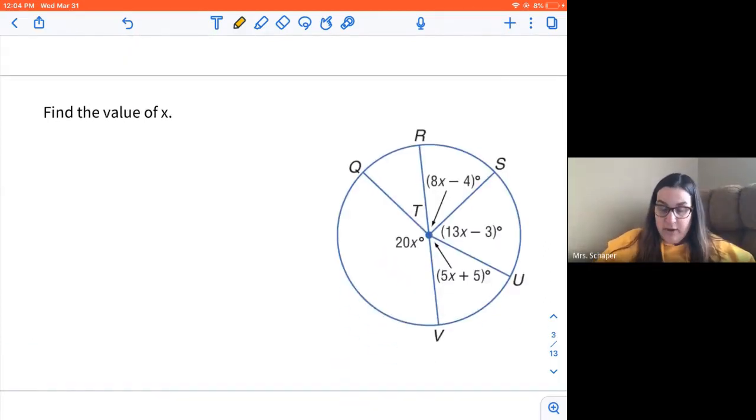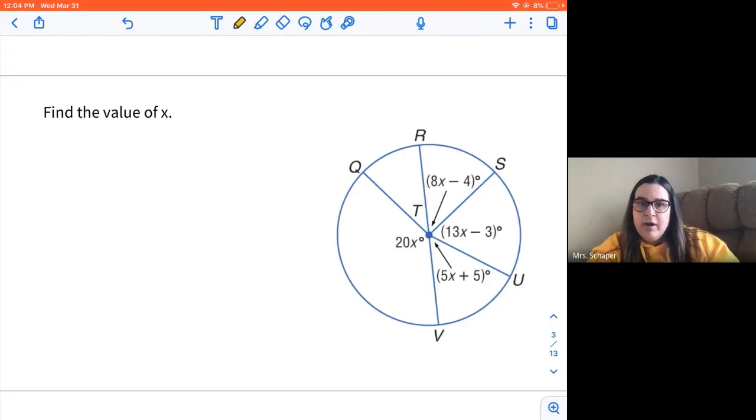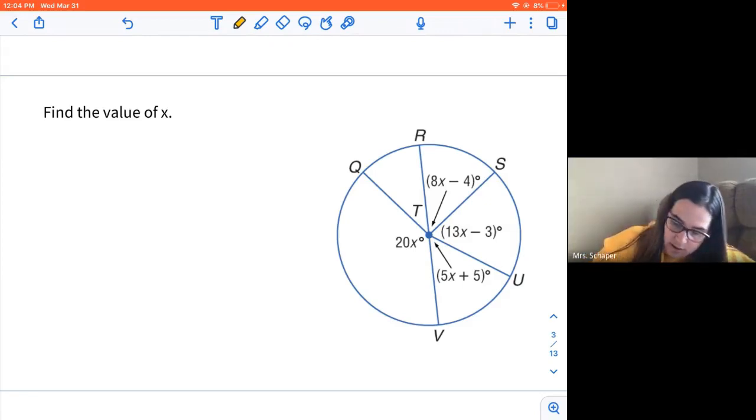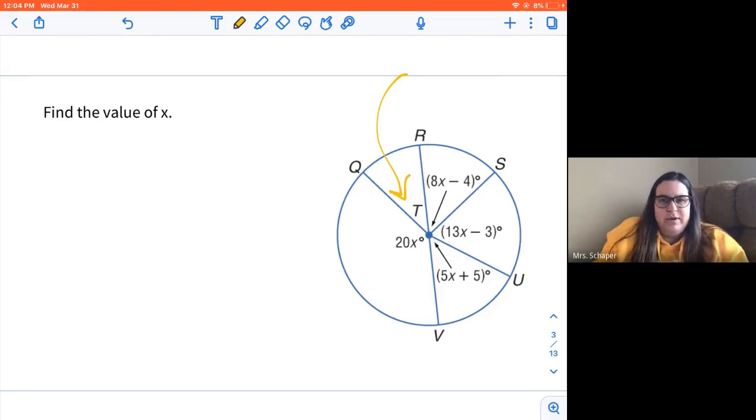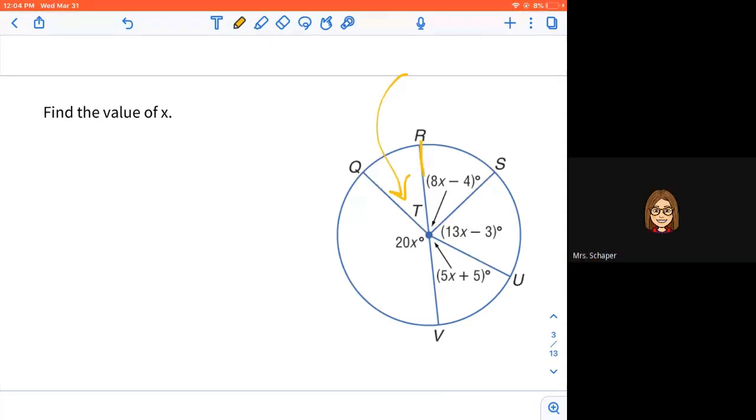When I take a look at a problem like this, I know that if I add all of these together, I'm going to get 360 degrees. Now, here's something to look at. You're probably saying, hey, we don't know this angle measurement. It doesn't tell us. What do we do? What we do know is that RV is a diameter. It's a chord that goes through the center, and it cuts it in half.